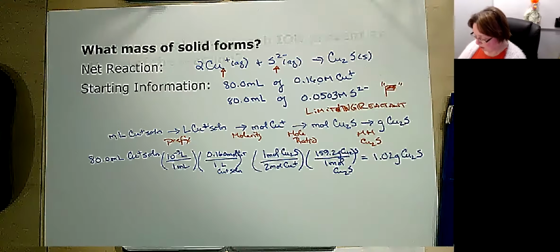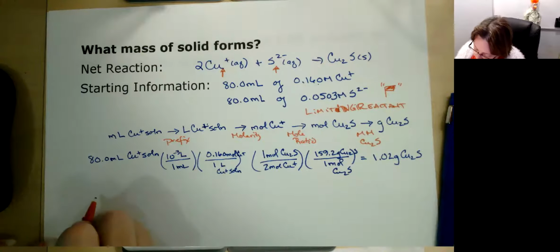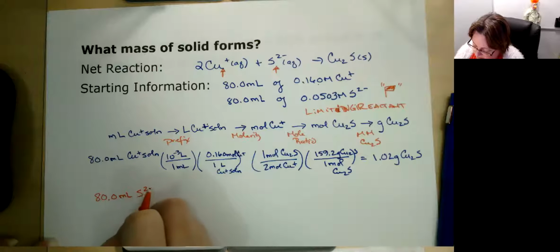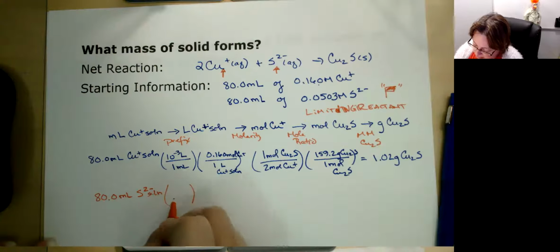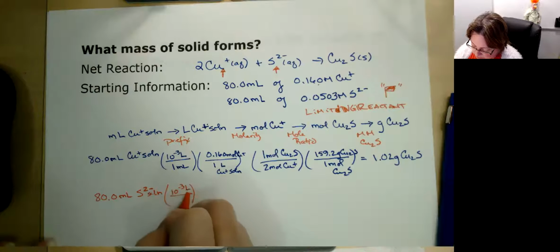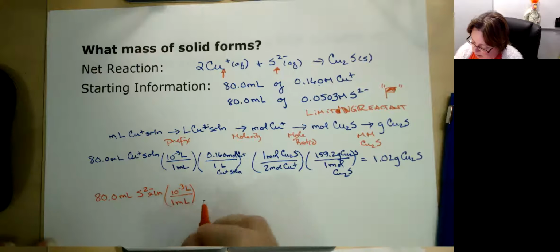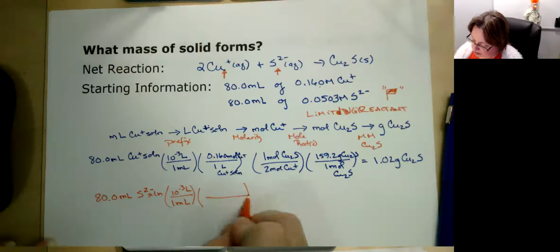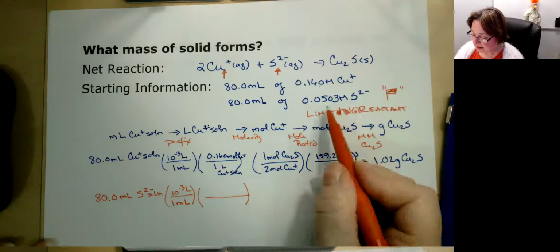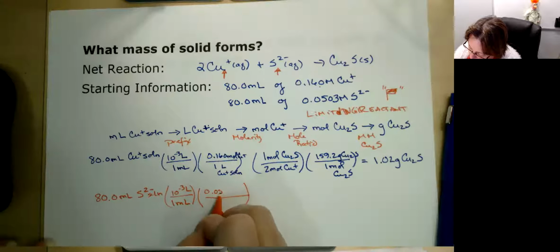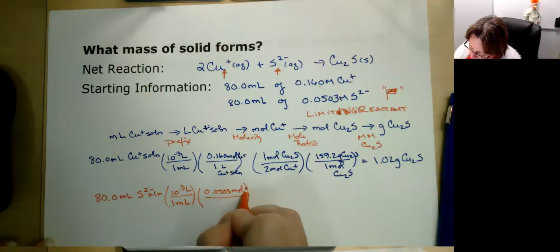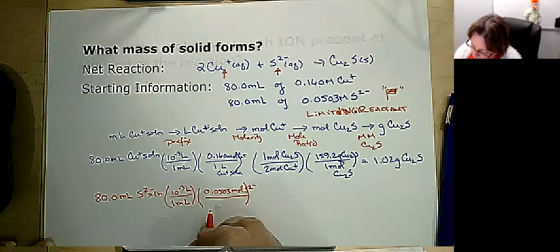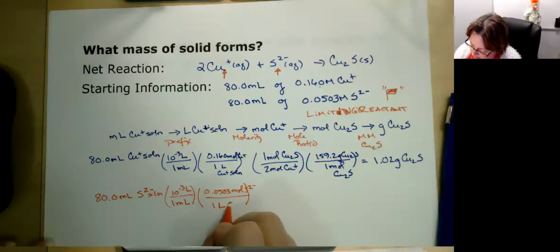Let me switch to a different color so we'll be able to tell them apart. So it'll be 80 milliliters of, this time, the sulfide solution. Okay, the prefix is the same. That's the same for all conversions between milliliters and liters. Okay. What's different is the molarity for the sulfide. Okay. It's 0.0503 moles of sulfide ion for every 1 liter of the sulfide solution.